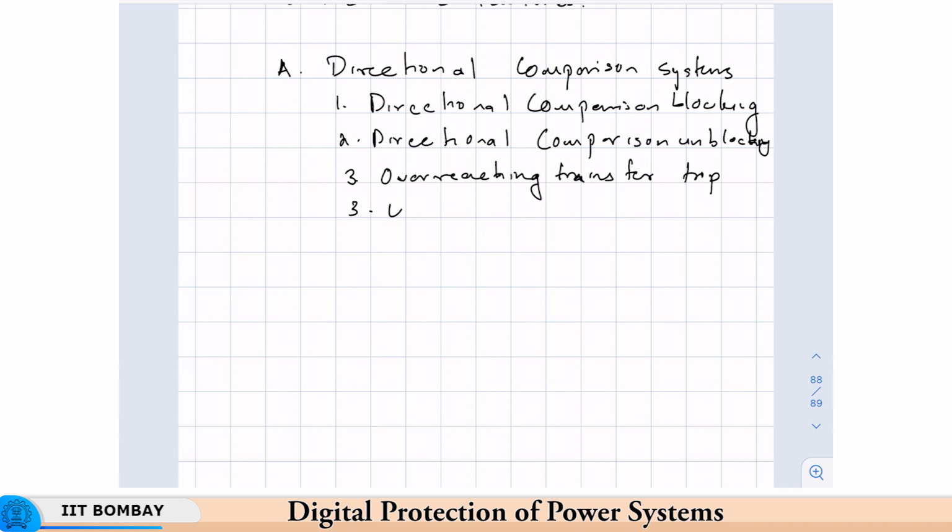Then there is an underreaching transfer trip. Overreaching and underreaching is the same concept that we discussed in distance relaying with in-feed, out-feed, etc. The concept is whether the relay sees more impedance than what it is supposed to see, or less impedance. So the definitions of overreach and underreach are the same. Transfer trip is further classified into permissive and non-permissive.